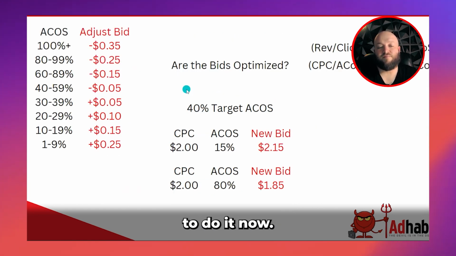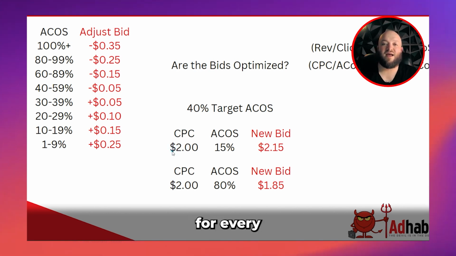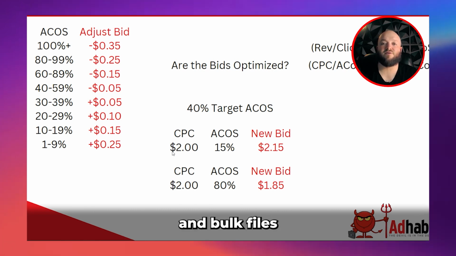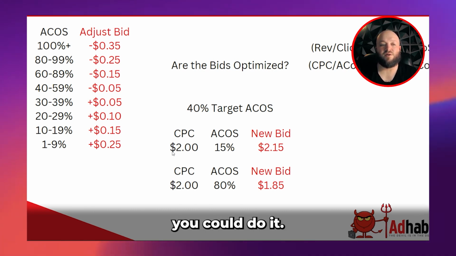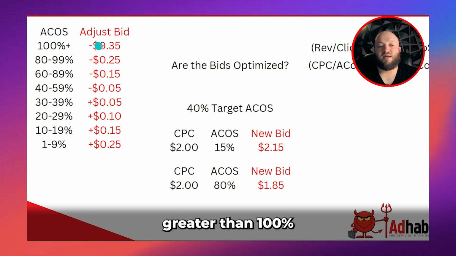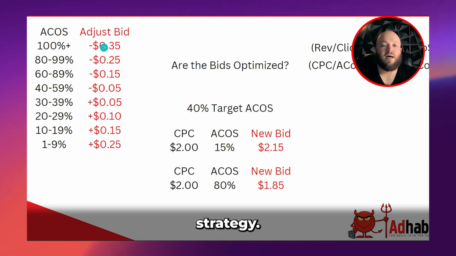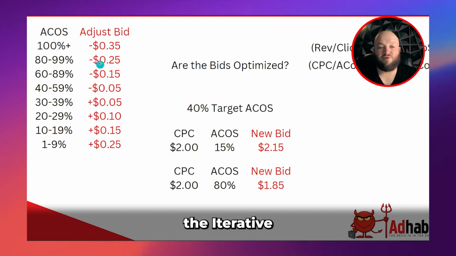So there's different ways to do it. Now, when you're going through Campaign Manager, it's hard to use formulas because you're going to have to do a formula for every single bid manually and then set the bid in there. It's much easier to do in bulk files using bid formulas. So this is another way you could do it. You could run filters and say, between, greater than 100% ACoS, maybe I want to use a percentage or a fixed bidding strategy.